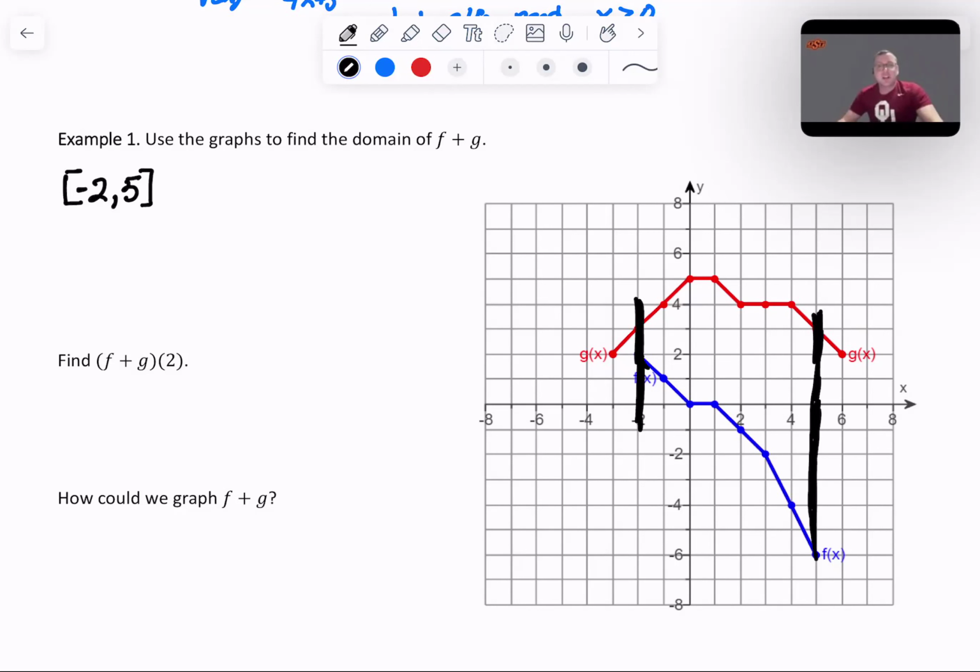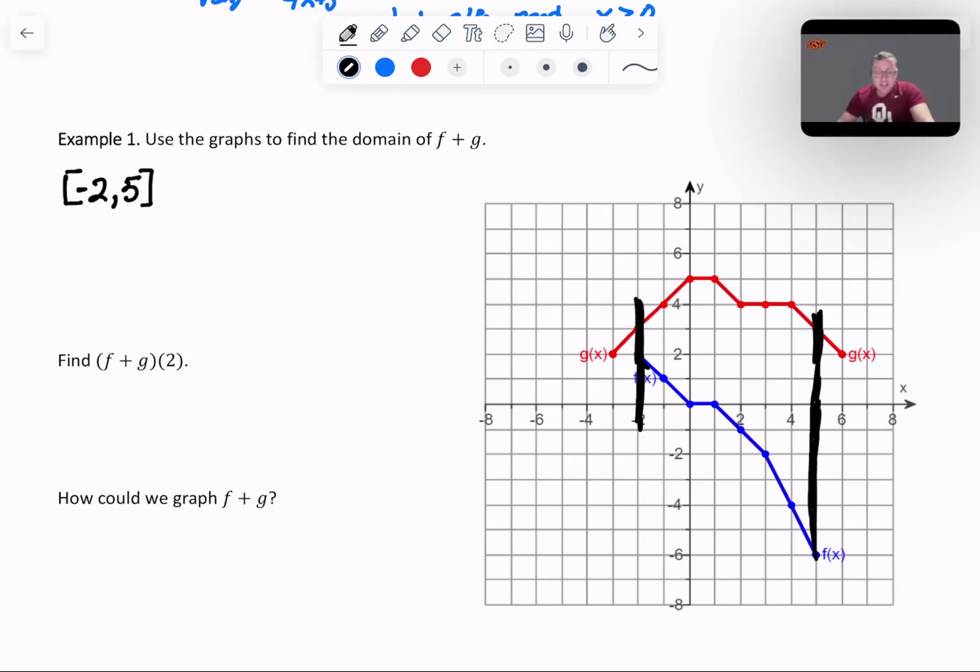Everyone okay with that? It's where those two functions overlap. They overlap on the interval from -2 to 5. Because here, if you look from -5 to -3 to -2, f of x is not defined. So f plus g won't make sense. And here again, when x is 6, g of x will work, but f of x is not defined, so f plus g won't make sense again. It'll be undefined.